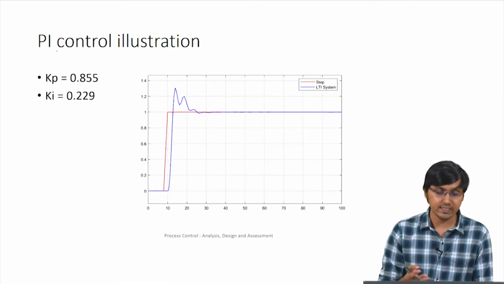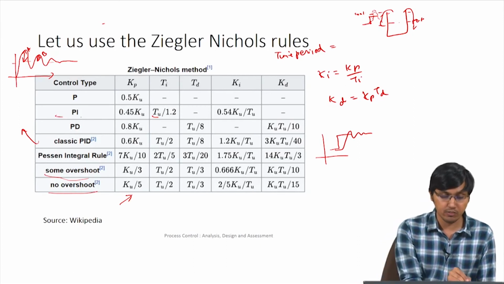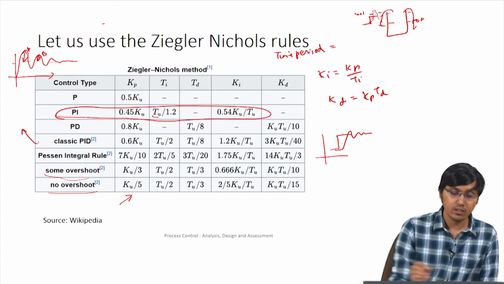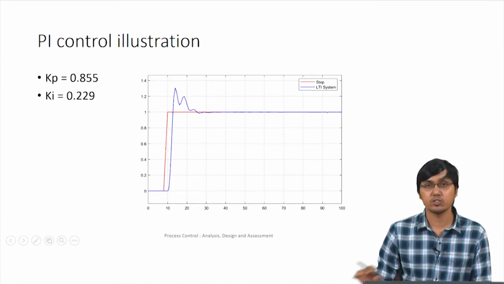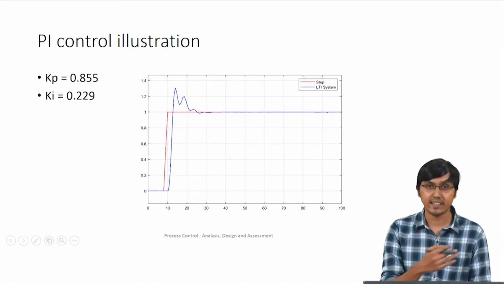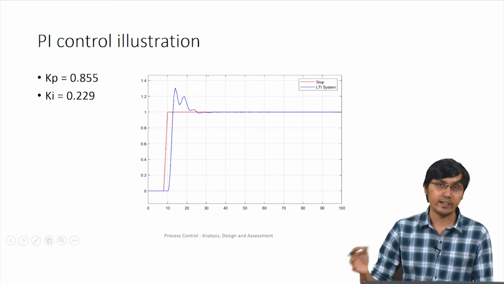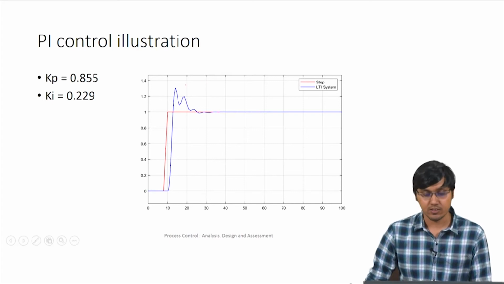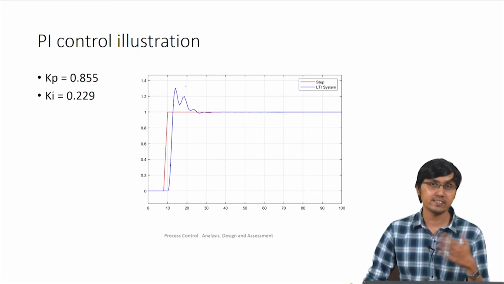For illustration, we have just taken a simple PI controller. We have used this particular formula, and this is the output we got, and this is the response we got. This is just for illustration. You can try it yourself and verify how each thing behaves. All this is for getting an intuition of what these things do.